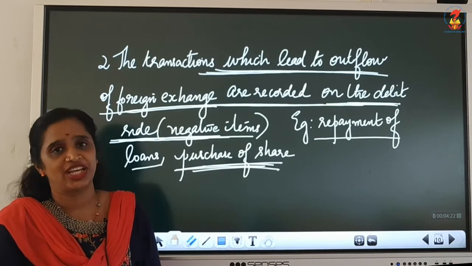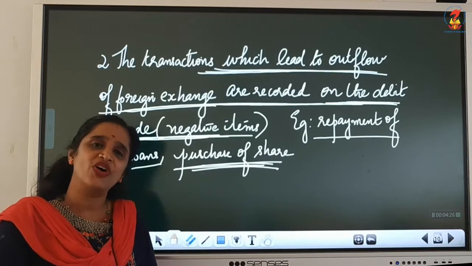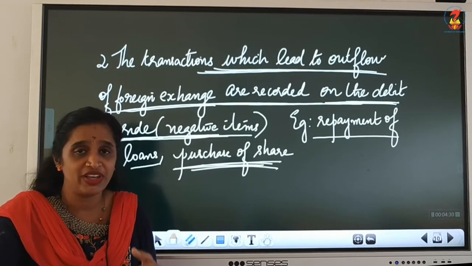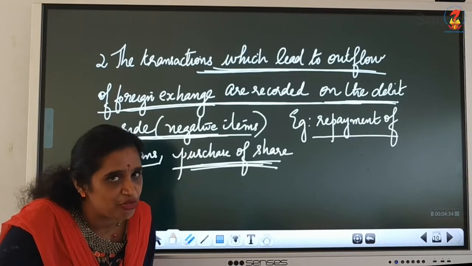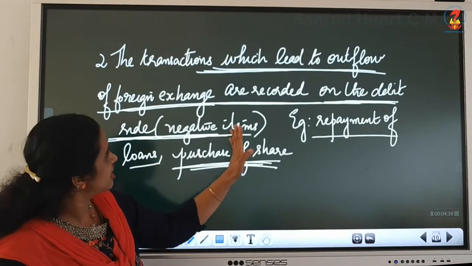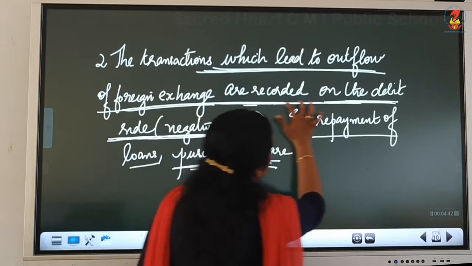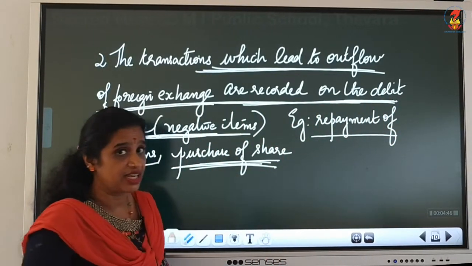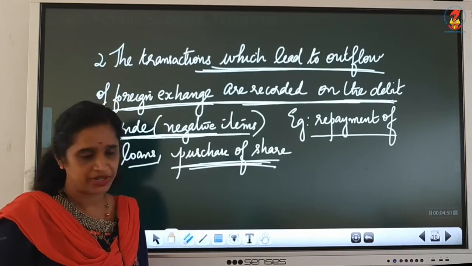Purchase of share means money is flowing out. Definitely it has to be recorded on the debit side as the money is flowing out. But later on when we sell it, we will be getting money. At that time it becomes an inflow. It becomes a credit. So all the transactions which cause outflow of money are recorded on the debit side, that is the negative side, repayment of loans and purchase of share.